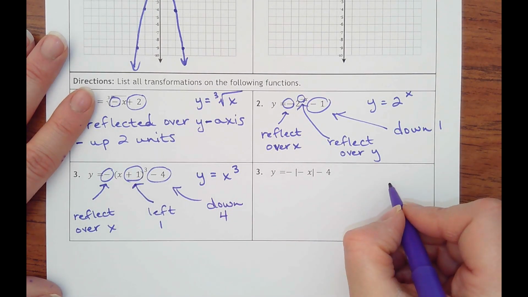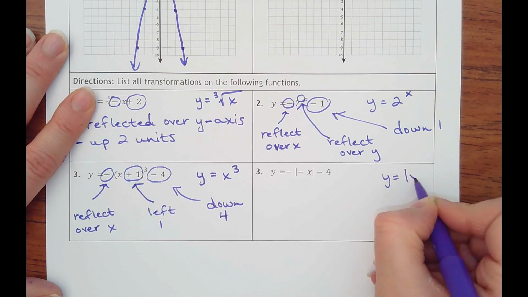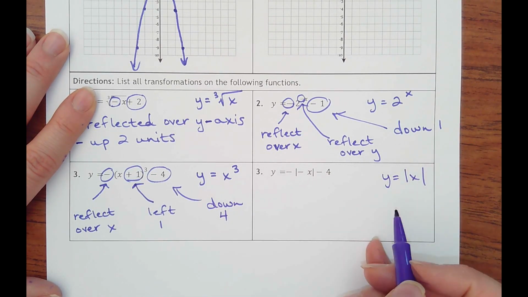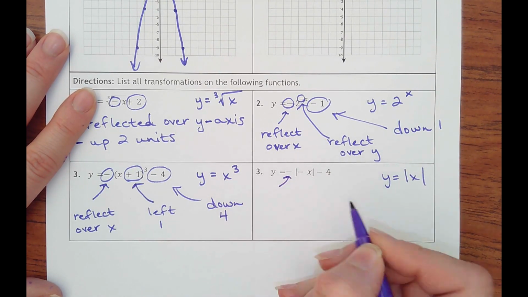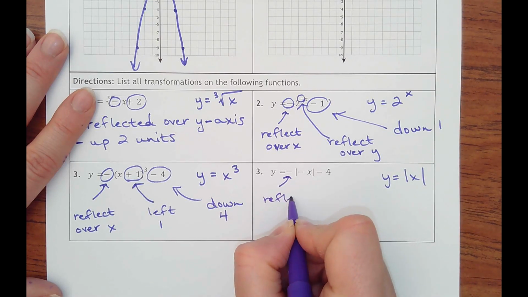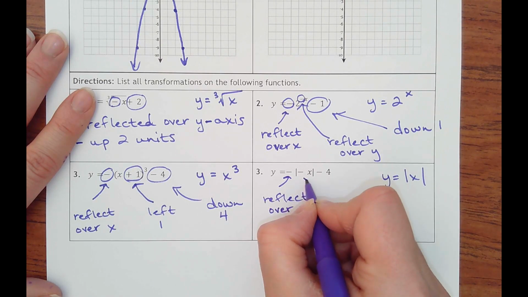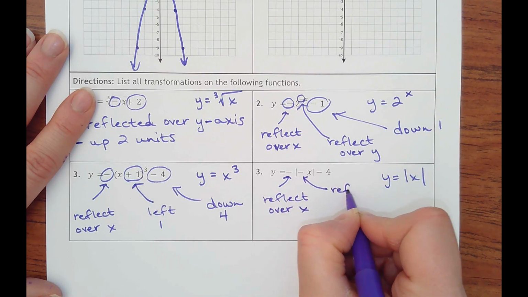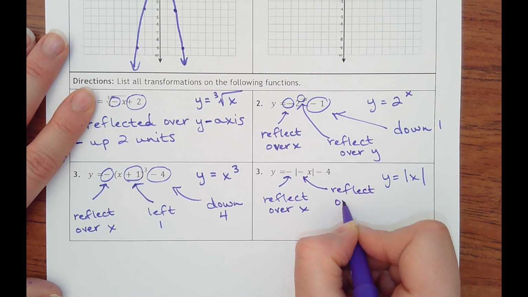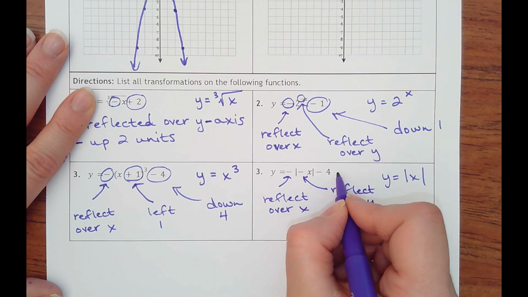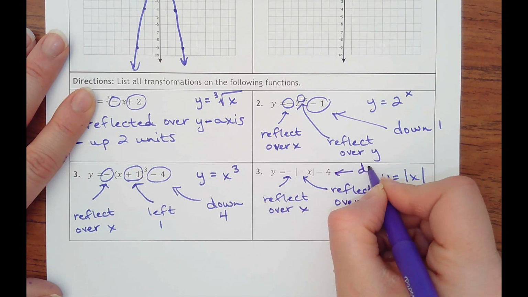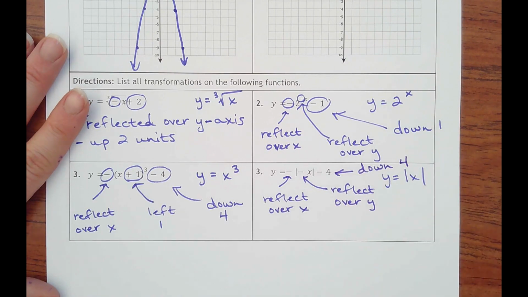And then the very last one, the parent would be y equals absolute value of x. It's the absolute value function. The negative in front would make it reflect over x. And then the negative inside would reflect over y. And then the -4 is down 4. So hopefully those all go okay on Delta Math.